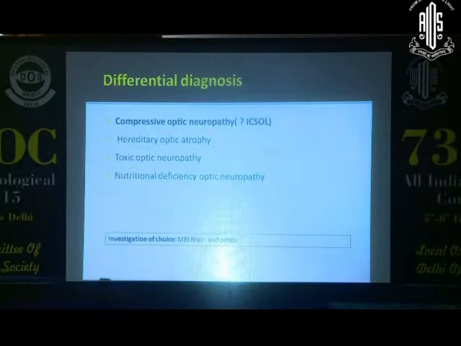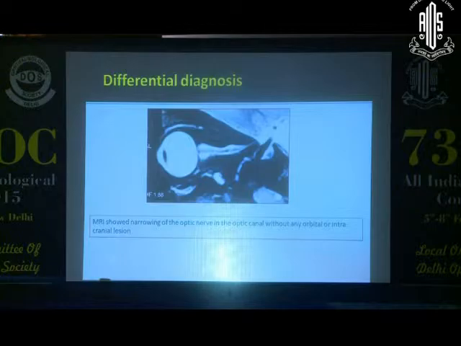So we went ahead with the differential diagnosis. The most important differential diagnosis, what we thought, could be a probably compressive optic neuropathy. The other differential included hereditary, toxic, or nutritional deficiency optic neuropathy. The choice of investigation in such a case is definitely MRI brain with orbits to rule out any intracranial lesion. So we went ahead with MRI. So would like to highlight the MRI features.